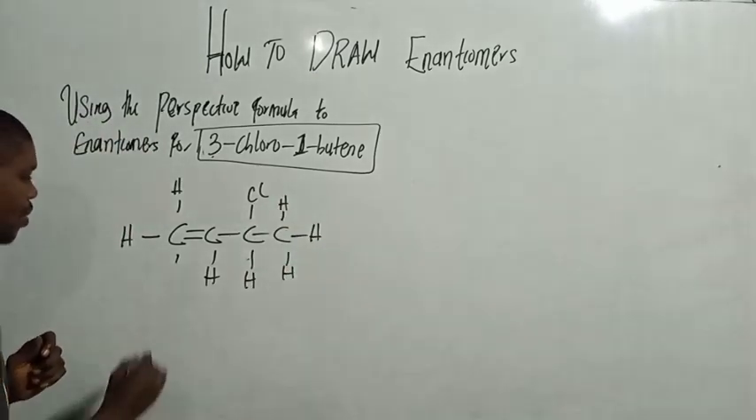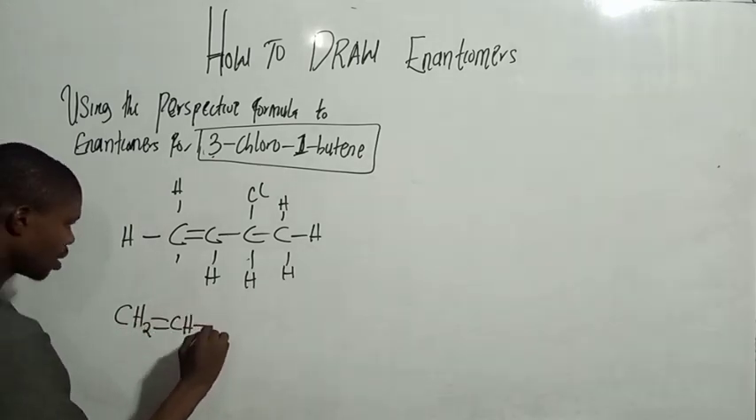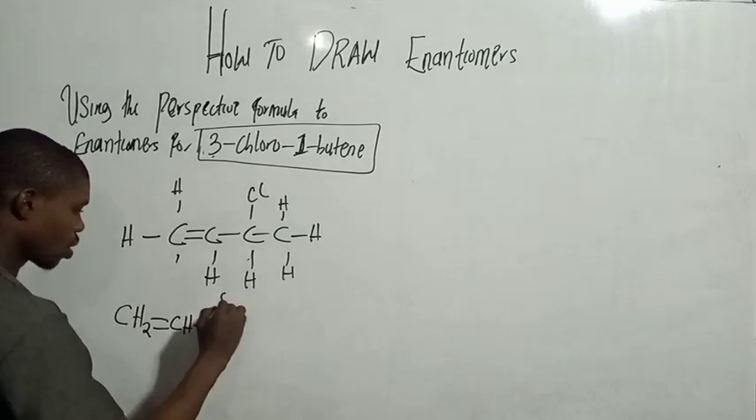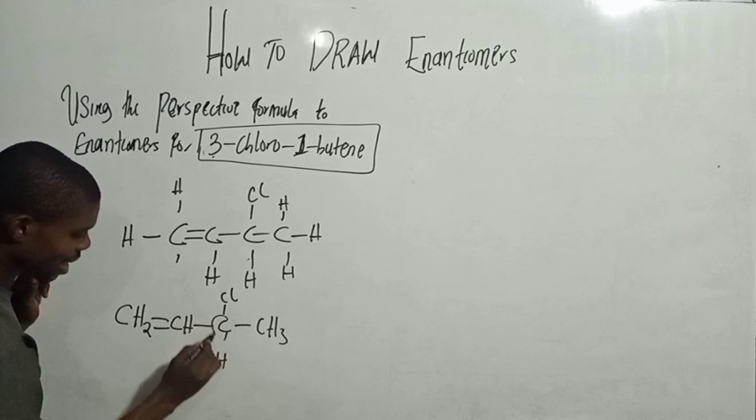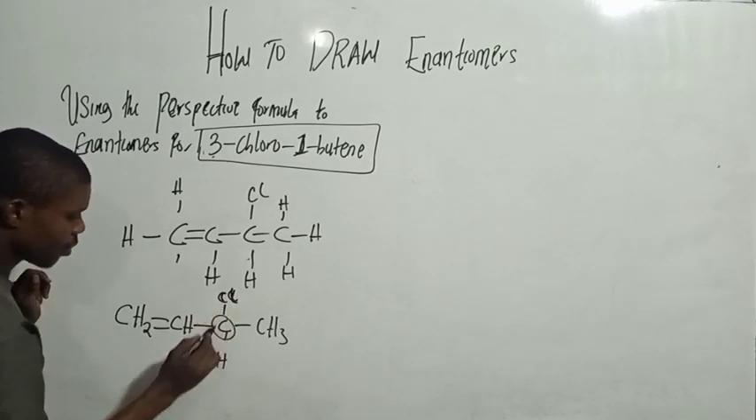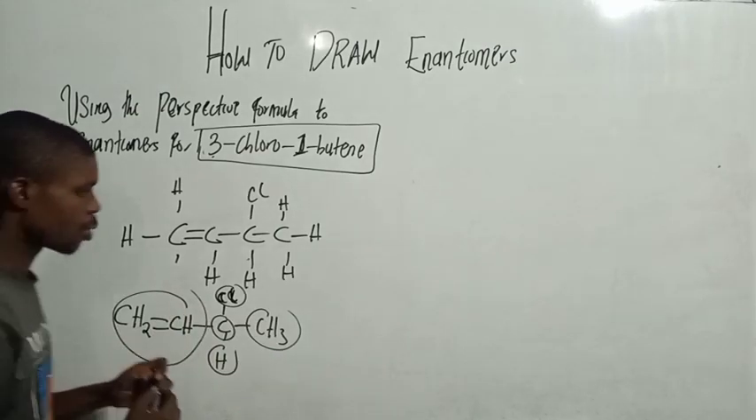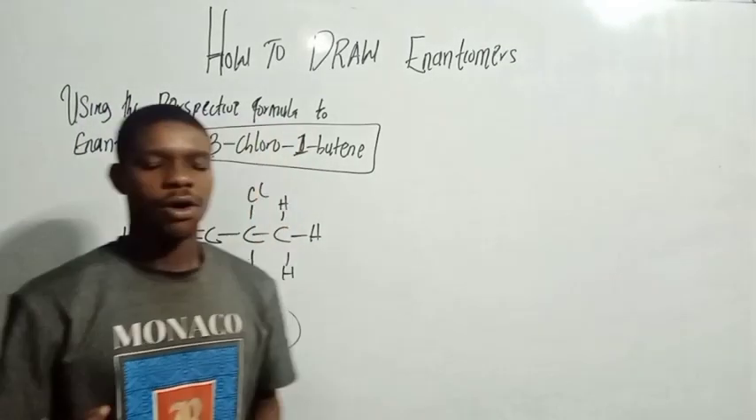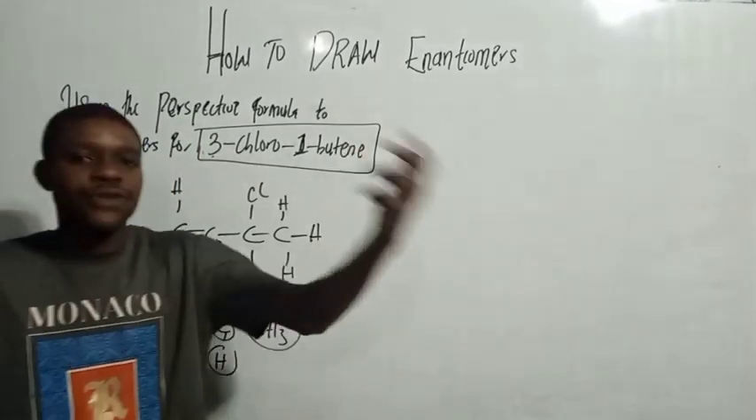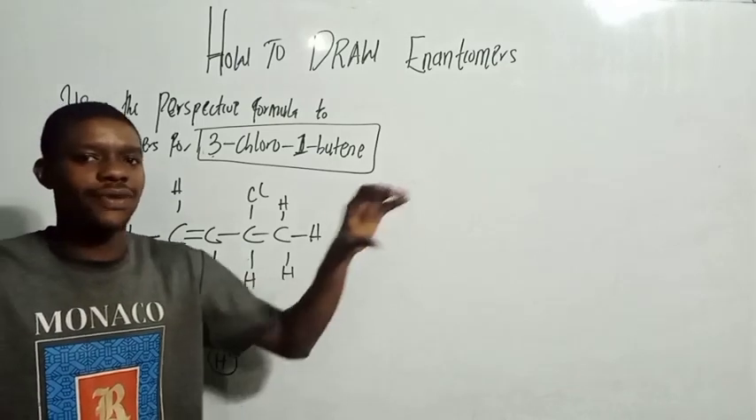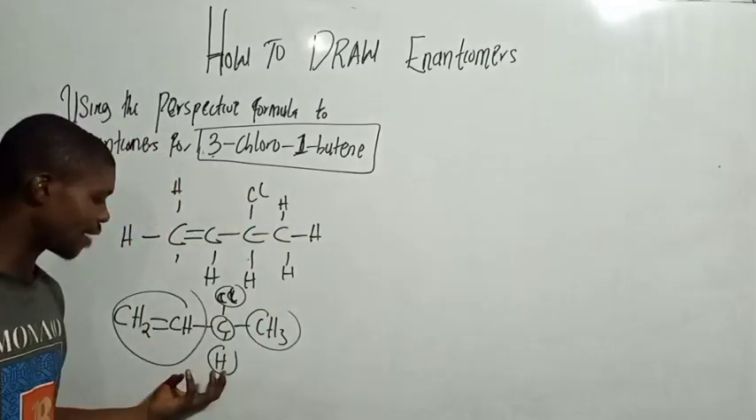When you look at it very well, here we have CH2 double bond CH. Here we have chlorine, hydrogen, and CH3. So this one is the chiral carbon. Do you get that? Before you can start drawing enantiomers, you must identify the number of chiral centers. And like I told you before, I've done a complete video on how to identify the number of chiral centers and calculate the number of stereoisomers, so you can check out that video.